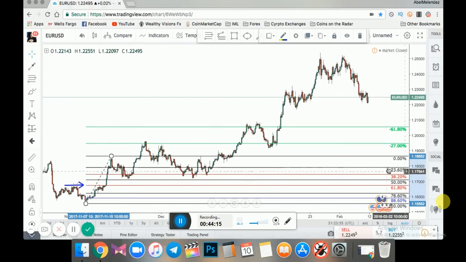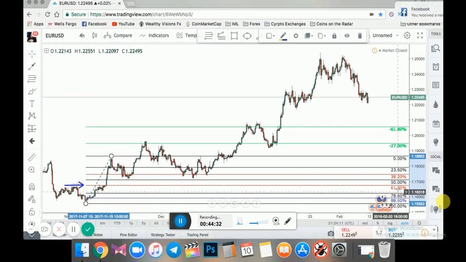explain to you the percent of retracement that it has. So I have the 23.6. As soon as price comes down to this level, it retraced 23% of the uptrend move. We got 38.2, 50, the 61.8, 78.6, 88%, and then we got the 100% move.